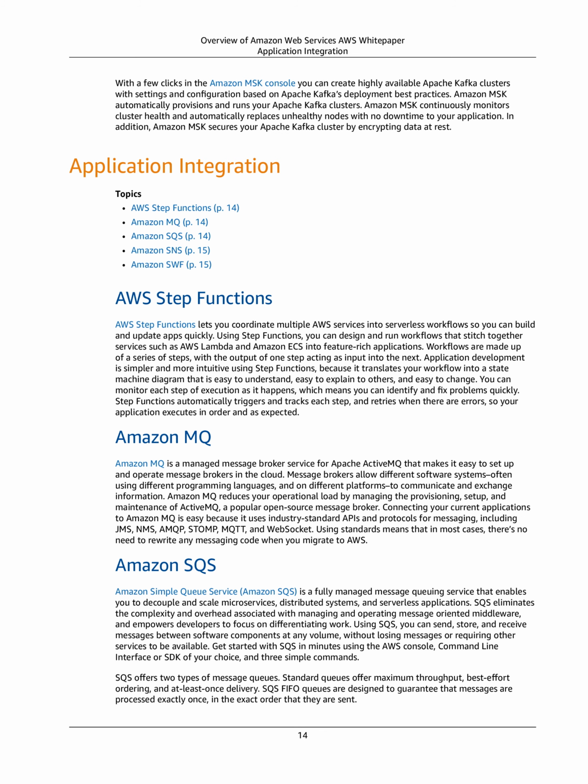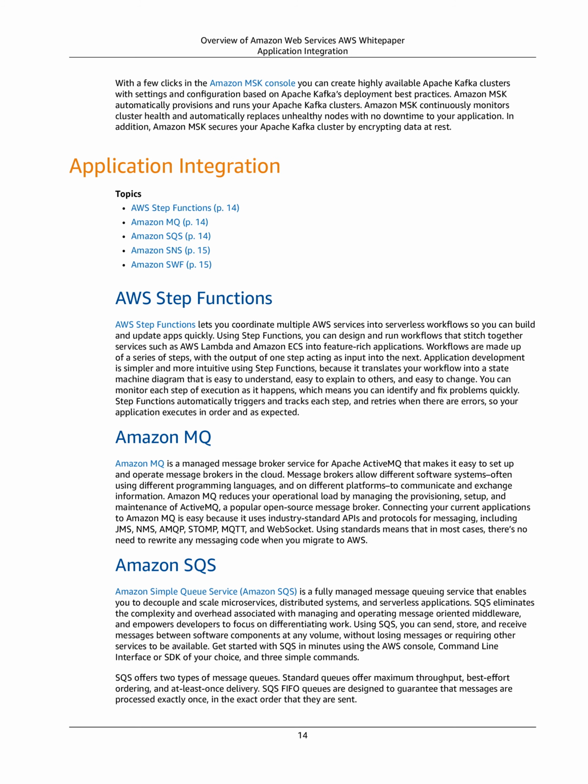Amazon SQS. Amazon Simple Queue Service, Amazon SQS, is a fully managed message queuing service that enables you to decouple and scale microservices, distributed systems, and serverless applications. SQS eliminates the complexity and overhead associated with managing and operating message-oriented middleware, and empowers developers to focus on differentiating work. Using SQS, you can send, store, and receive messages between software components at any volume, without losing messages or requiring other services to be available.